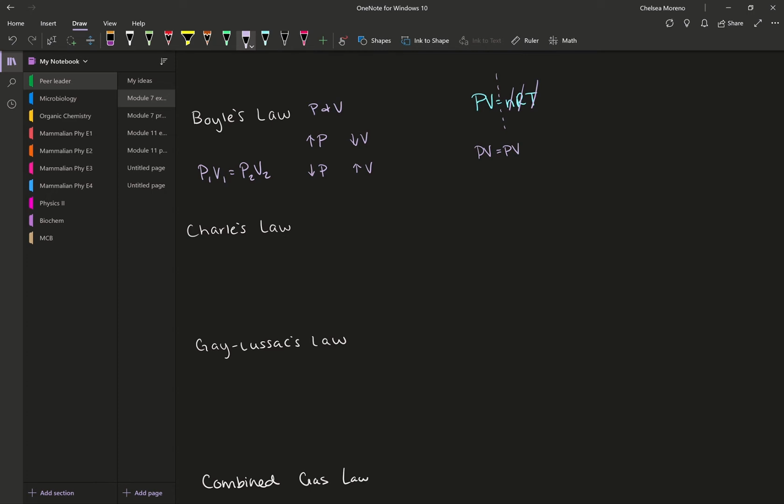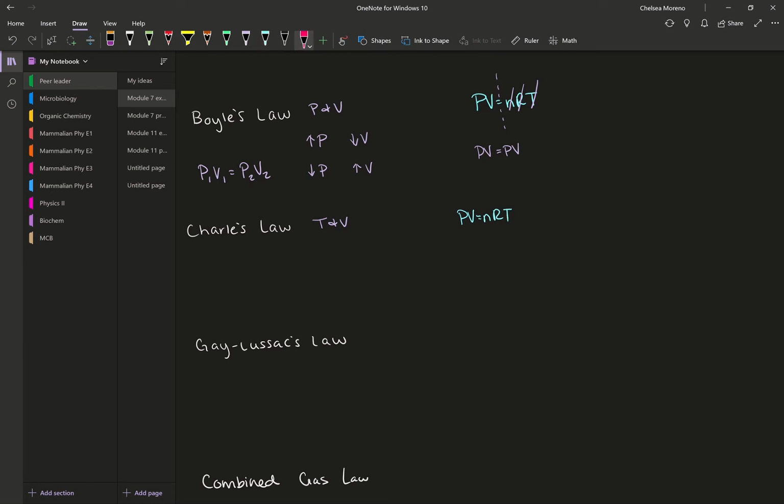So okay, let's look at Charles' law. In Charles' law, we're going to be dealing with temperature and volume. And I like to say Charles watches TV. That helps me remember this. Okay, so now let's look at the ideal gas equation again. So we're going to say PV equals nRT.